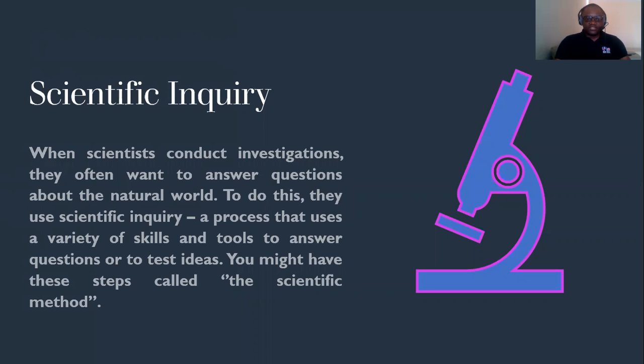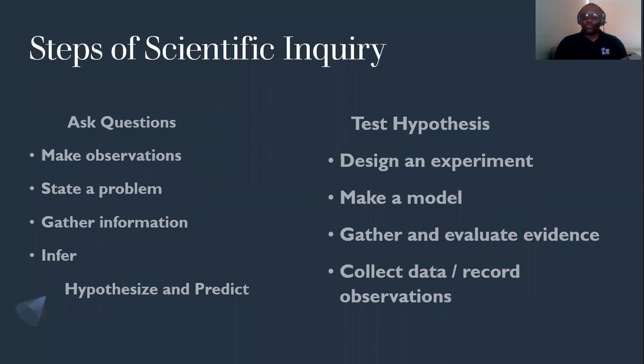When scientists conduct investigations, they often want to answer questions about the natural world. To do this, they use a scientific method. They use the scientific inquiry. It's a process that uses a variety of skills and tools to answer questions or to test ideas. Sometimes they also call it the scientific method. The scientific inquiry has a lot of steps, skills and tools.